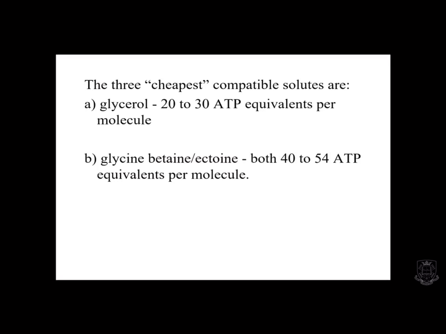Glycine betaine and ectoine then are the next cheapest ones. They use about 40 to 54 ATP equivalents per molecule, and that is why they are the other next best compatible solutes. So they allow growth to much higher levels than the other compatible solutes that I mentioned already on handout 1.